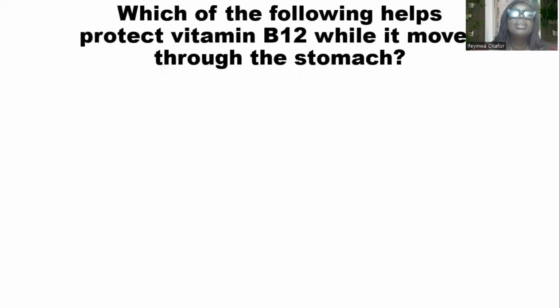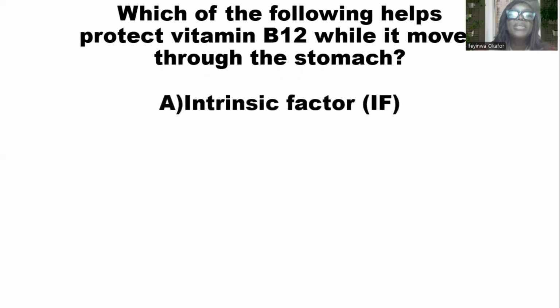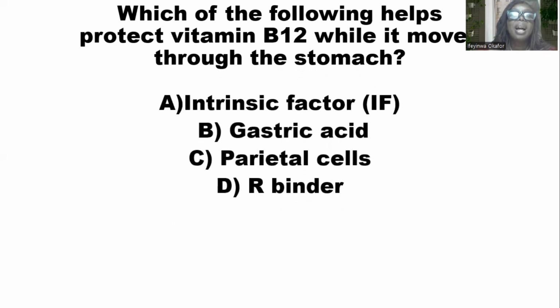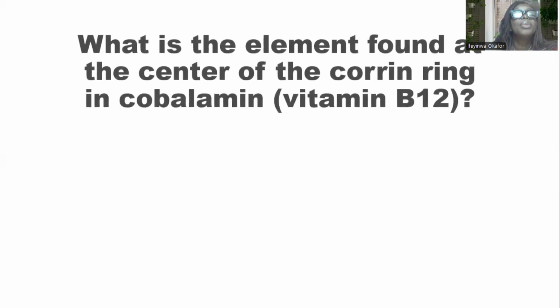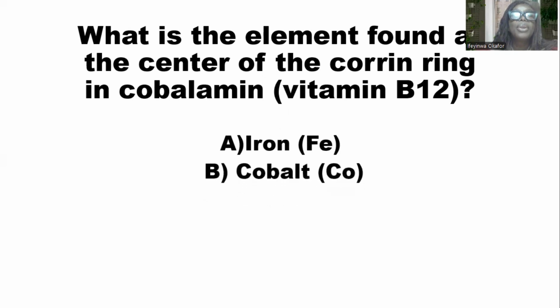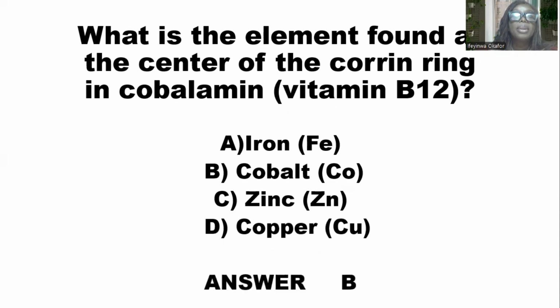Which of the following helps protect vitamin B12 while it moves through the stomach? Intrinsic factor, gastric acid, parietal cells, R binder, and the answer is D, R binder. What is the element found at the center of the corrin ring in cobalamin? Iron, cobalt, zinc, copper, and the answer is B, cobalt.